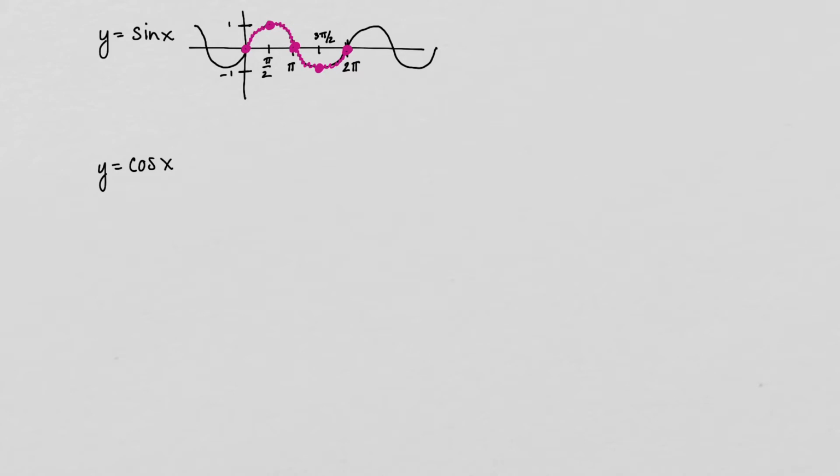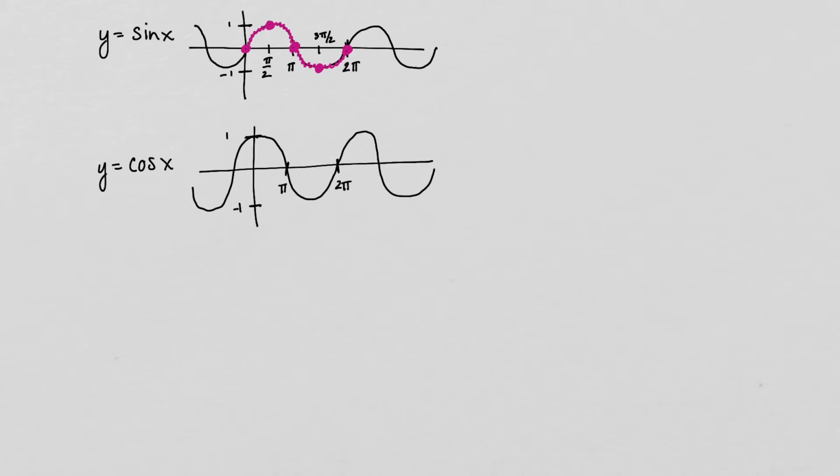The cosine is actually really similar, except the cosine graph is basically the sine graph shifted a little bit. So it starts up here at 1. It looks like this. So this here is 1. This here is minus 1. Again, 2 pi, pi. Oops, I didn't do that right.